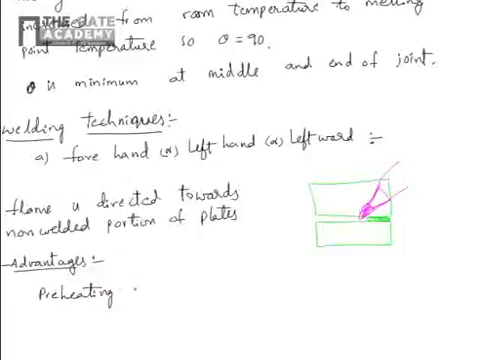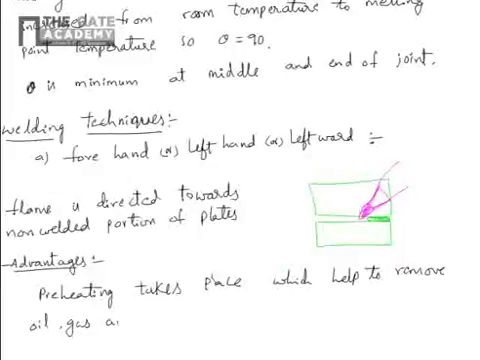Preheating takes place because the flame is directed towards the non-welded portion, so the joint of the plates is preheated. Due to preheating, it evaporates oil and gas, whichever is present, which helps to remove oil, gas and dust present on the parent metal. So that is a major advantage of the forehand technique.